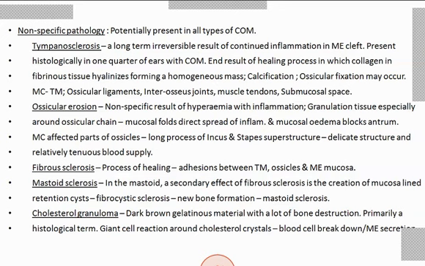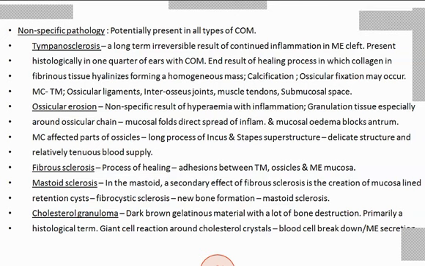And mucosal edema may also block the aditus ad antrum. It is the opening of the attic region into the mastoid antrum. This may get blocked and may result in inflammation and granulations. The most commonly affected parts of the ossicles are the long process of the incus and the stapes superstructure. These are the two ossicles which are commonly eroded in chronic suppurative otitis media. This is thought to be due to their delicate structure and a relatively tenuous blood supply.